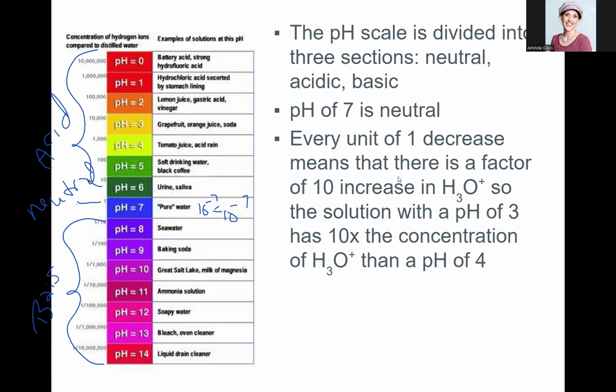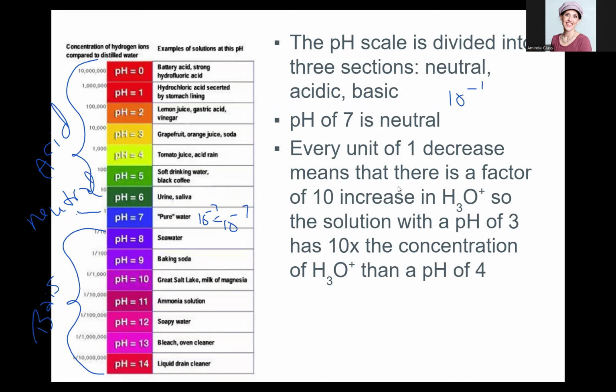Every unit, because remember we're dealing with exponents here. So 10 to the negative 1, 10 to the negative 2. This is 0.1, 0.01. Every unit of increase or decrease, because remember this is your pH of 1, pH of 2, etc., you can see that it's a factor of 10. So that changes by a factor of 10 here.